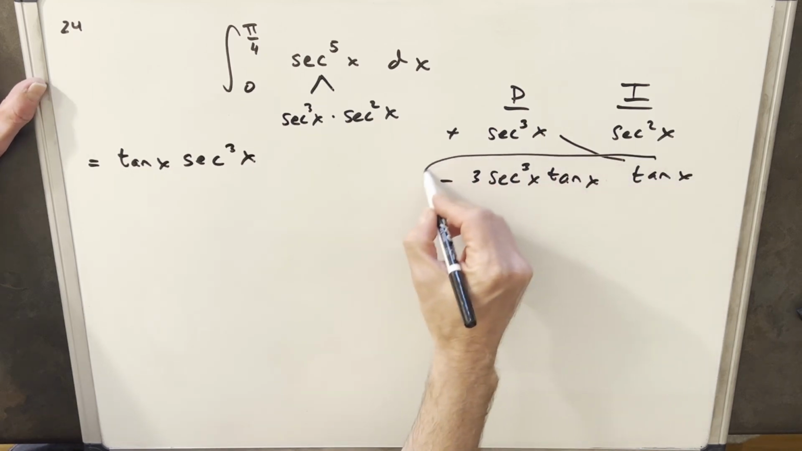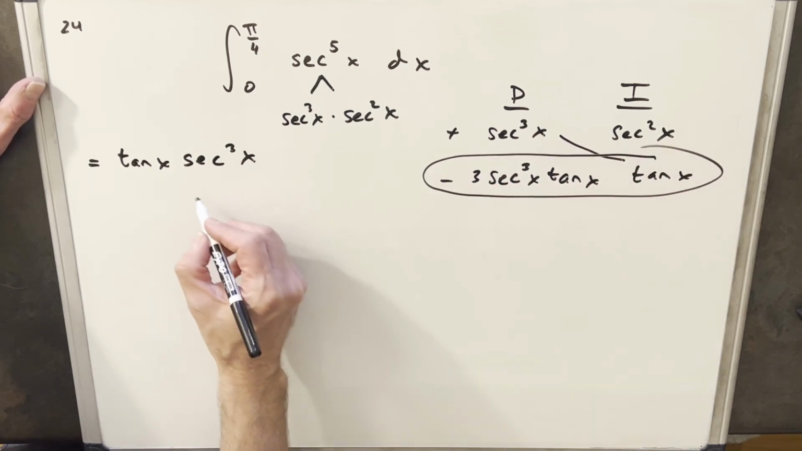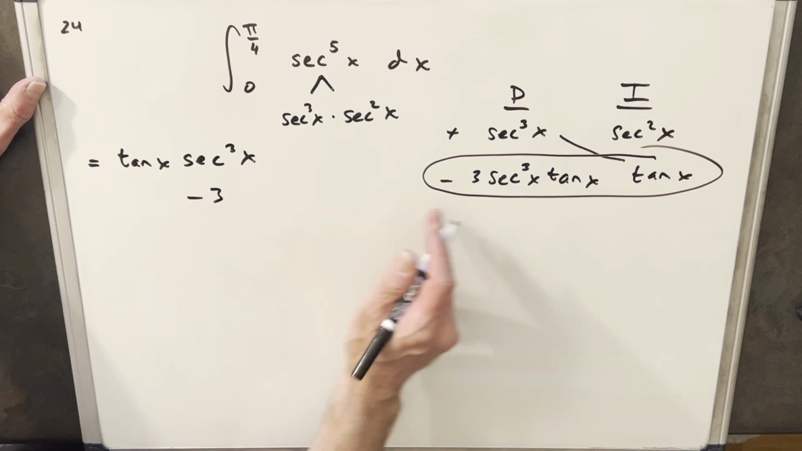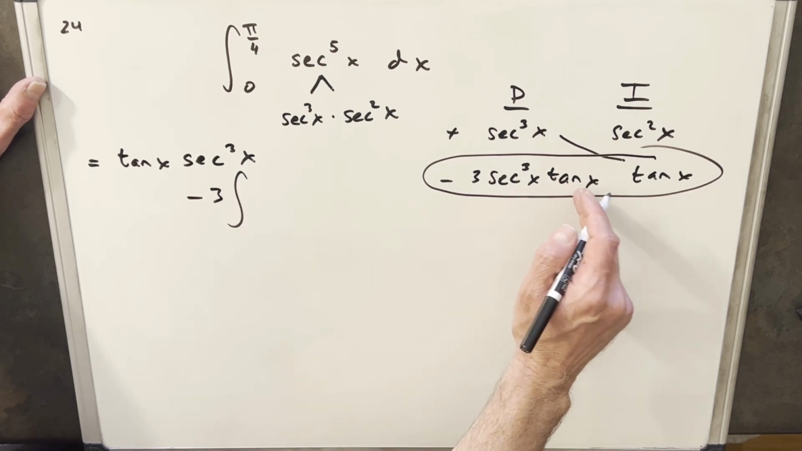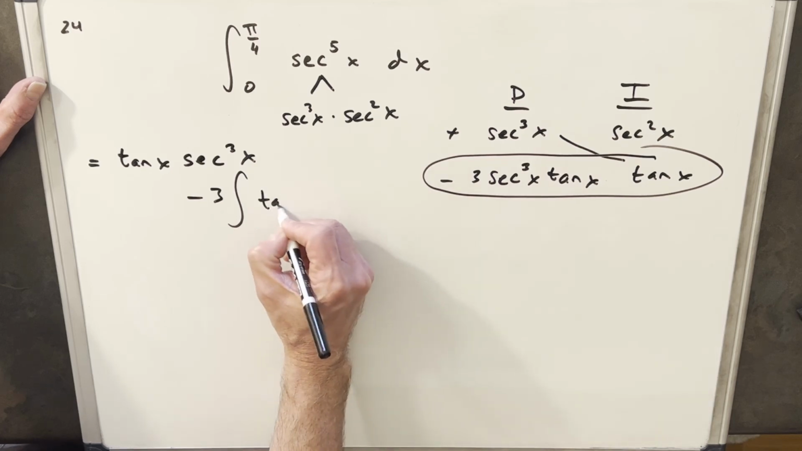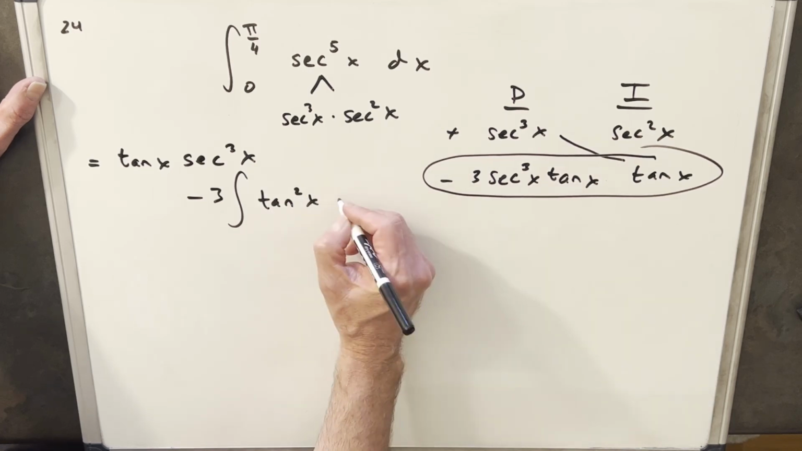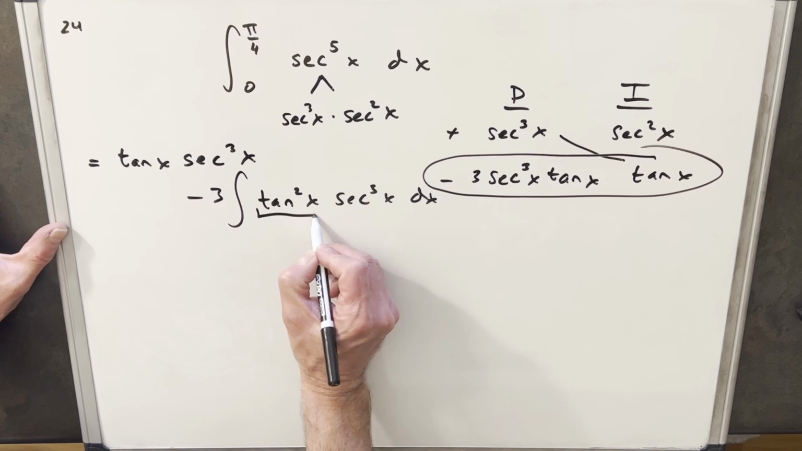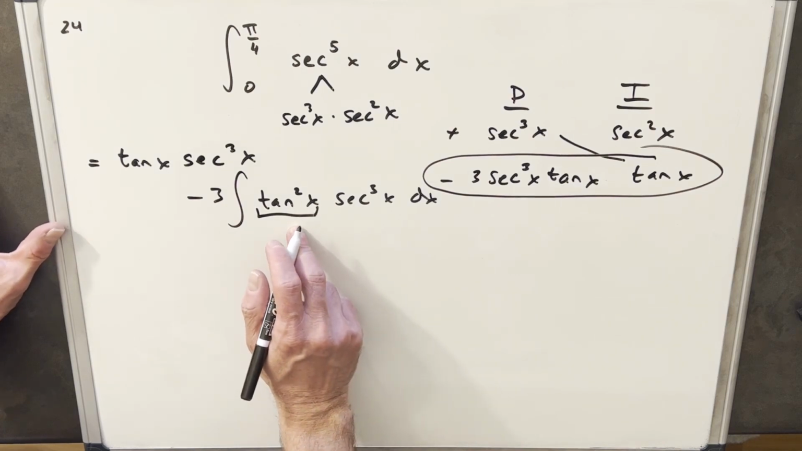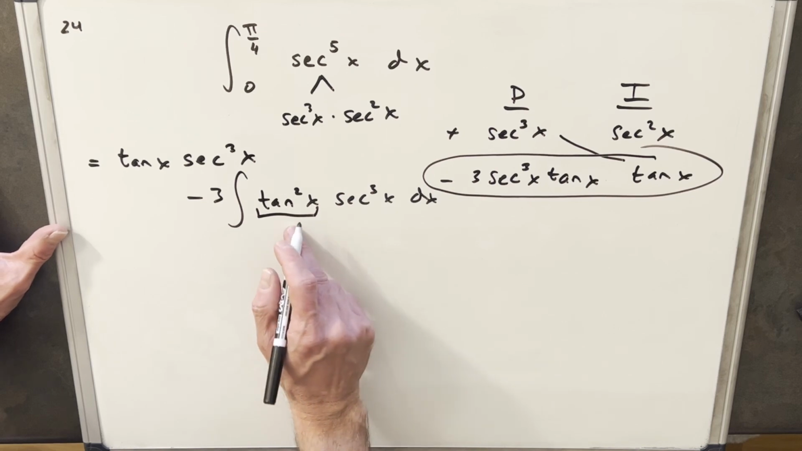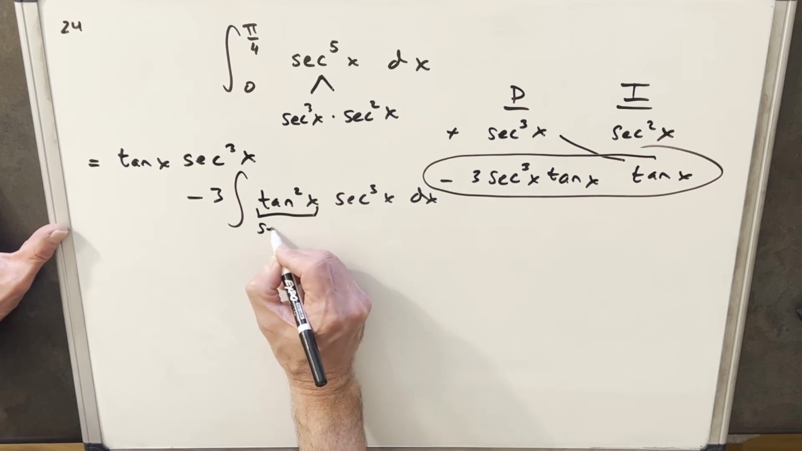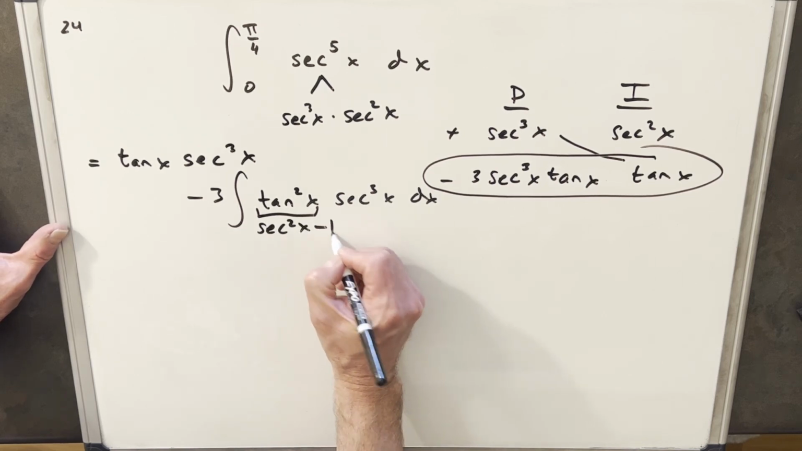And then this whole part is going to be an integral. I'm just going to continue with it over here. So this is going to be minus 3 integral, and we'll multiply tan times tan, so we're going to have tan squared and secant cubed. But for tan squared, I can convert that. We can use the identity tan squared plus 1 equals secant squared, or tan squared x is the same thing as secant squared x minus 1.